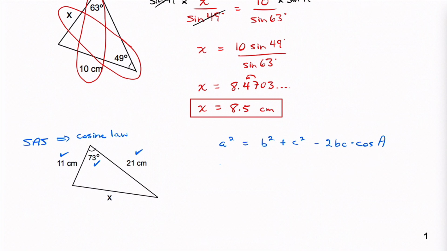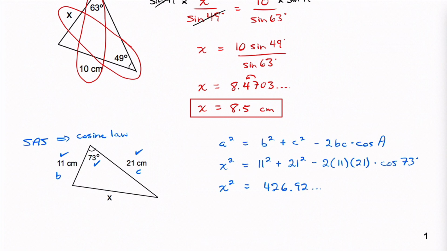So a squared is the thing we don't know, that's x squared. And then for the b and the c, it doesn't matter which one is really b or c, so I'm just going to label them like that. So that's going to be 11 squared plus 21 squared minus 2 times the b, that was 11, times c, which is 21, and then times cos of A, that's the angle, 73 degrees. Then we start to simplify this. Take this whole thing, put that into your calculator, just make sure you're careful.